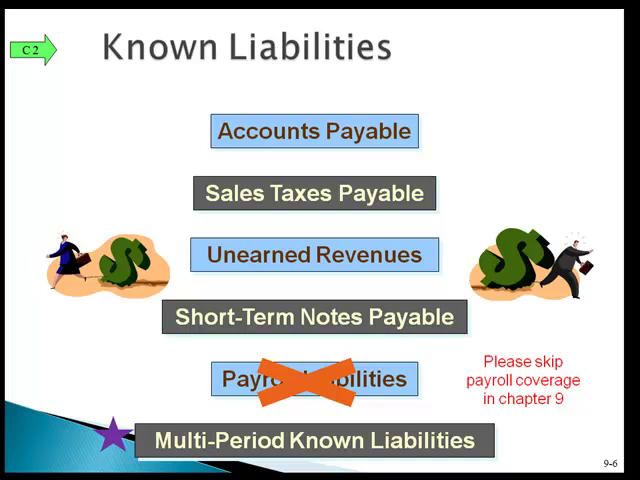Multi-period known liabilities are going to be liabilities that are, for example, a note payable that is longer than a year. So if you've got a mortgage, for example, a mortgage note, maybe it's a 20-year note. You would classify part as current and part as long-term. Everything up to a year will be current, and the amount that is owed beyond 1 year would be long-term. That's a multi-period known liability, and I'll let you read more about that in the chapter.